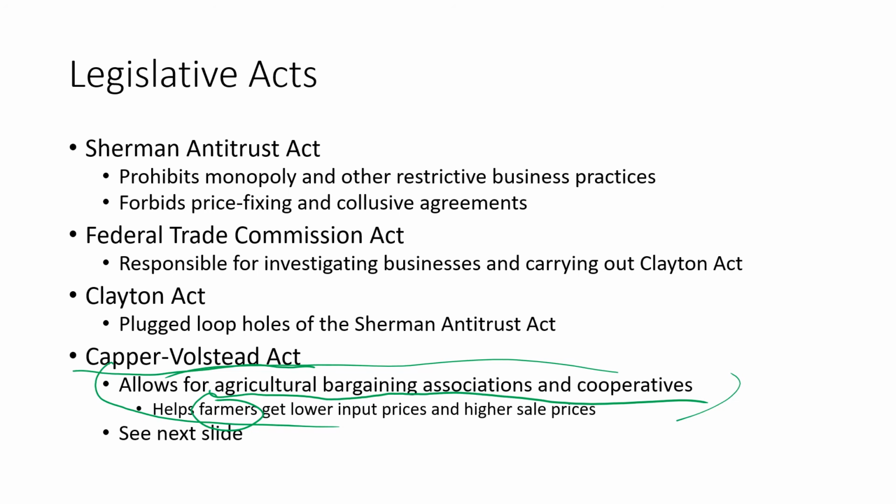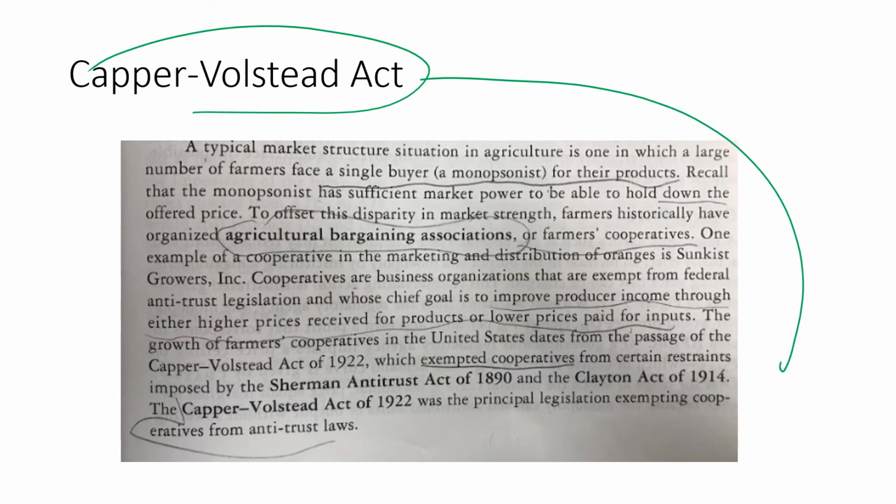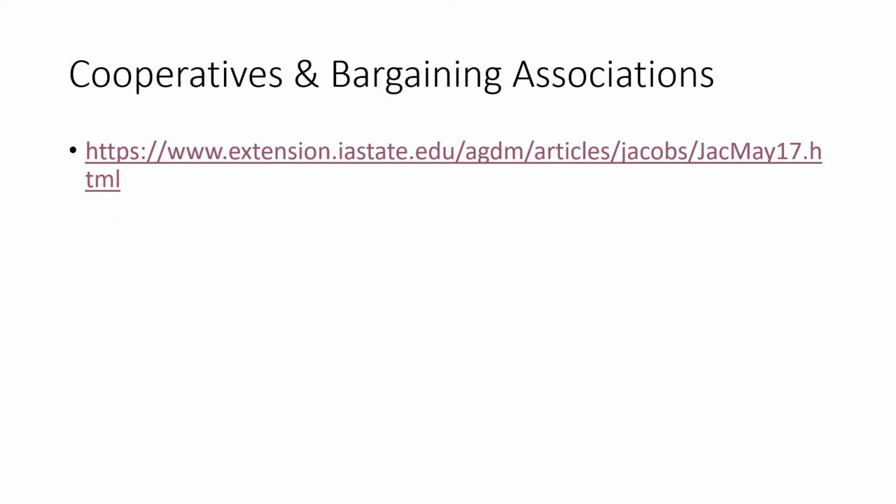Okay, so your textbook does go into a little bit more detail about the Capper-Volstead Act, and I encourage you to read through that. There's more information about these cooperatives and bargaining associations in this link that you can check out as well, but again, it's just kind of an exemption from law that farmers get.